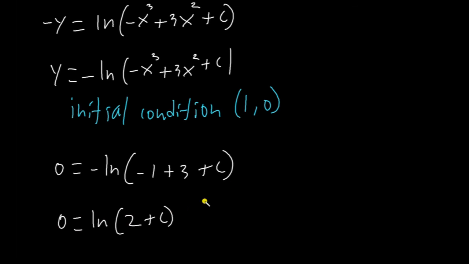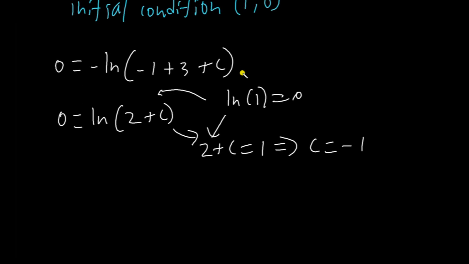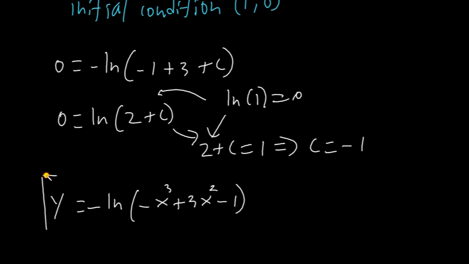Right? Now remember, we know that the natural log of 1 equals 0, right? So because the natural log of 2 plus c equals 0, and the natural log of 1 equals 0, I can say that 2 plus c must equal 1. So c equals negative 1. Okay? So I'll take negative 1, and I'll plug it back into my original equation for y. So I'll get y equals negative natural log of negative x cubed plus 3x squared, and for plus c, I'll put minus 1. Okay? And that is it. That is the equation y equals f of x.